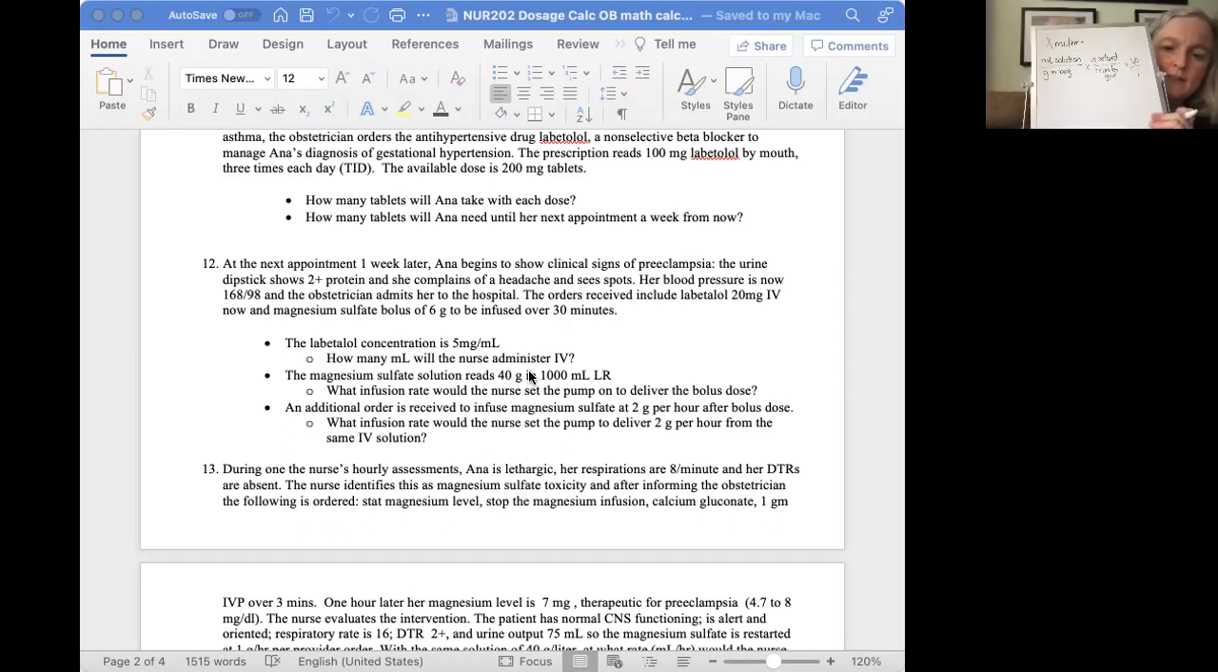So we have 1,000 milliliters in our bag, and we have 40 grams. So 1,000 is our milliliters of solution. Grams in the bag is 40. Then we're going to do our order, so times the order. Our order is 6 grams. This is the number of grams that they want us to give over the number of minutes to give it. And this bolus needs to go in over 30 minutes. Okay. And then we're going to do it times 60 minutes in an hour.